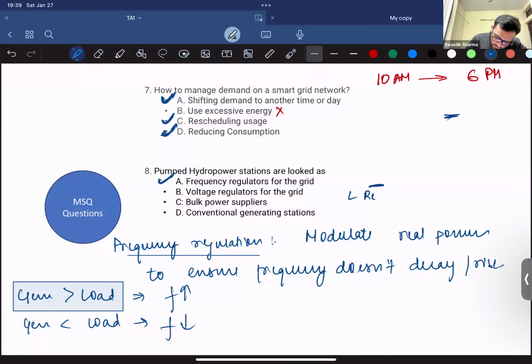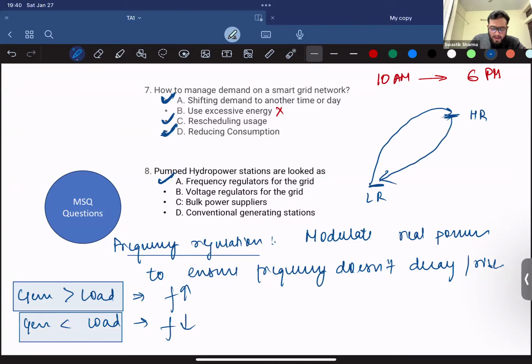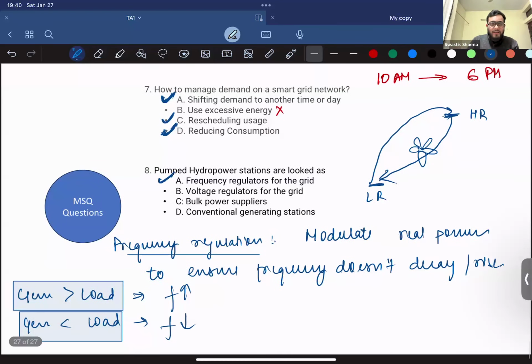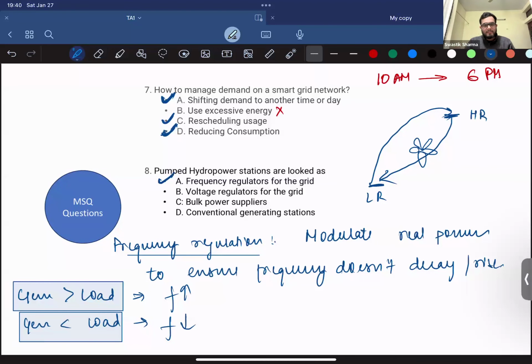We call it lower reservoir. We'll call it LR and HR. So you pump the water to the higher reservoir, and when conditions such as generation decreases relative to load, the frequency starts dipping. What you do is you send this water back to the lower reservoir through a turbine. The turbine rotates, is connected to an alternator, and starts generating electricity. So you're modulating your real power consumption or generation.